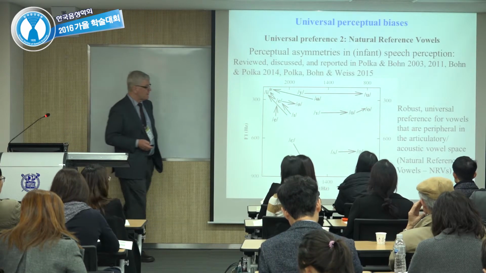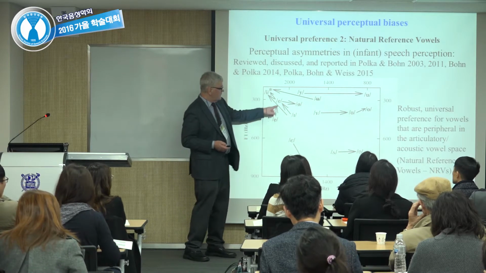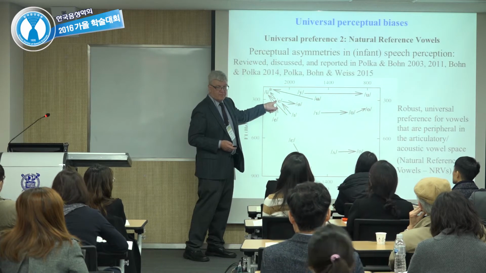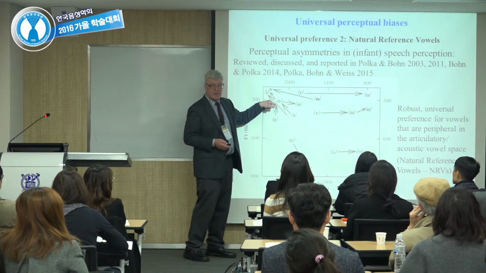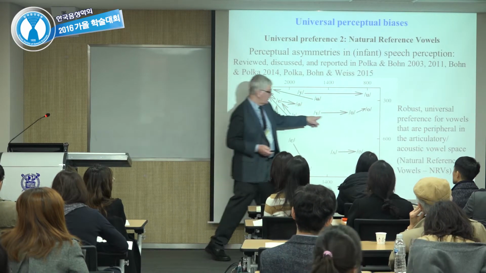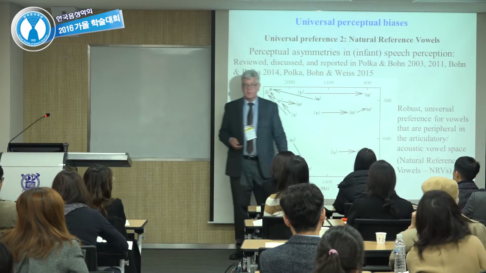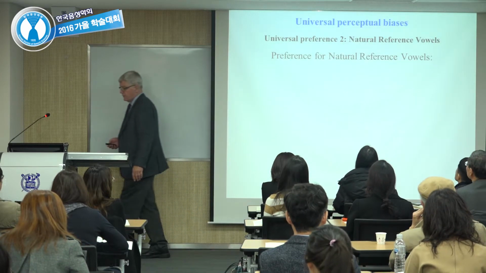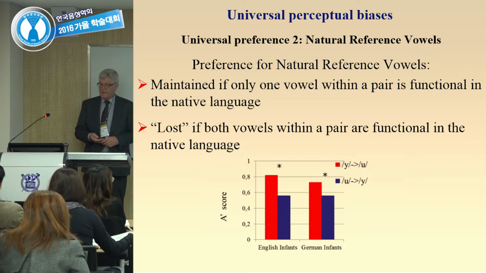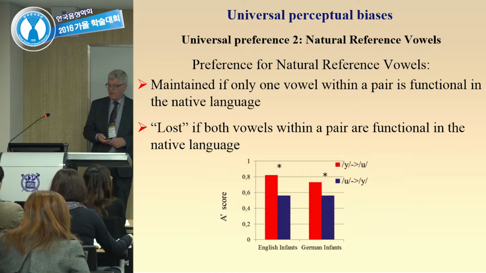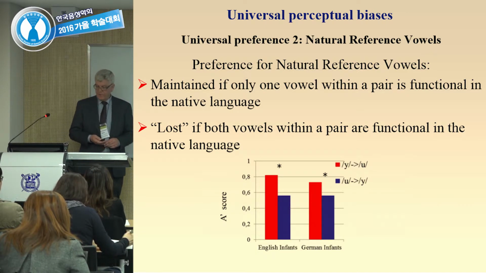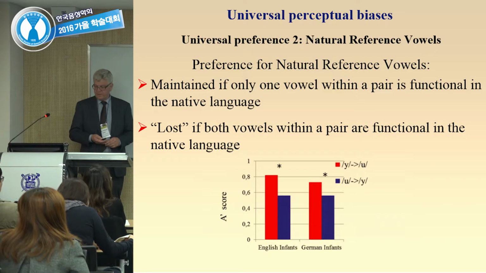Please note that this is relative. E is attracted to E, but I is attracted to E. So a vowel in and of itself is not a natural reference vowel. It depends on which vowel it is paired with. Ö to O to O. When you compare these vowels, this preference for natural reference vowels is maintained if only one vowel within a pair is functional in the native language, and it's lost if both vowels in a pair are functional in the native language.